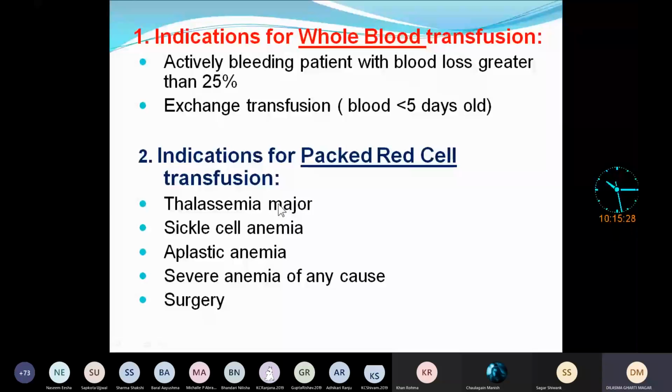Understood here? So packed red cells we can give in thalassemia major, sickle cell anemia, aplastic anemia, severe anemia of any cause. Means whenever severe anemia is there. Anemia means the hemoglobin is not there or the RBCs are not there, isn't it? So we can give in case of severe anemia and also in case of surgery. This slide is clear?